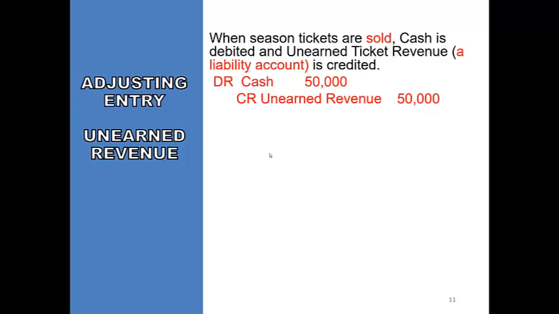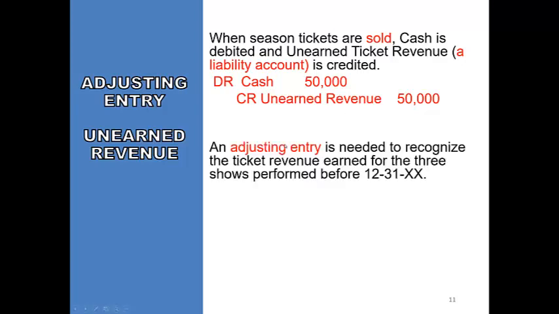But since we have not performed a service or delivered the goods yet, we're going to enter the revenue in unearned revenue. If the sporting event or the concert never happened, we would have to refund the money. So instead of taking it into sales, we're going to take it into unearned revenue, which is a liability account, because we're going to have to refund that if we don't deliver our side of the bargain.